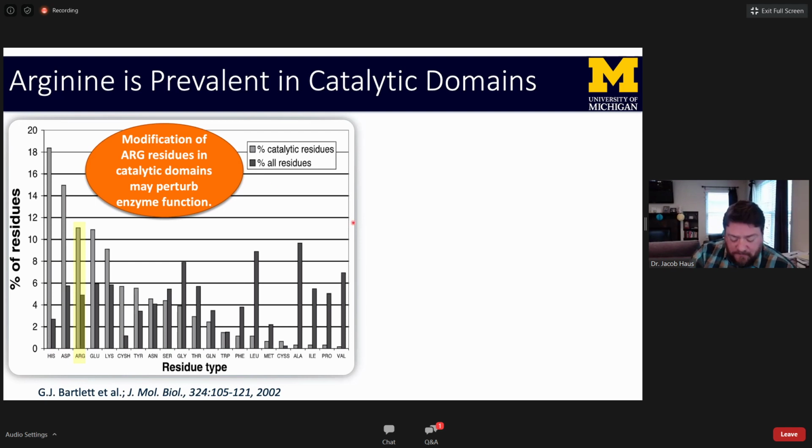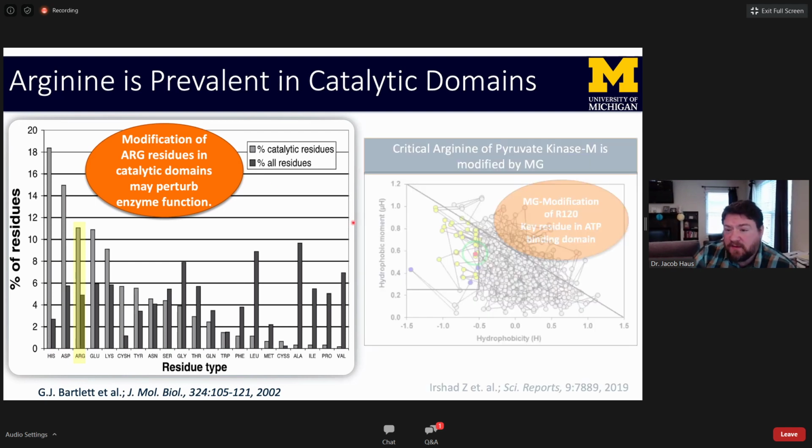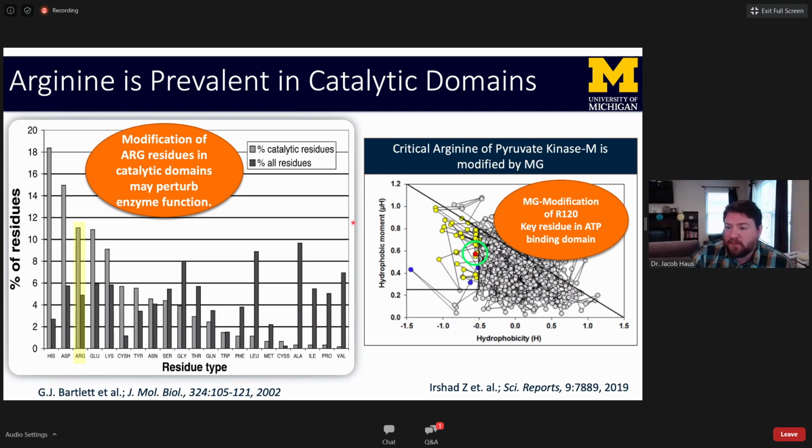And so if we look at a more specific example, here we see the muscle-specific isoform of pyruvate kinase. And what's been identified by proteomics work is that a very critical arginine residue in the ATP binding domain, Arginine 120, was shown to be modified in this muscle-specific pyruvate kinase in mice, and it was found to be negatively associated with determinants of metabolic health, as well as some in vitro work to show that the pyruvate kinase activity was negatively affected by this particular modification.